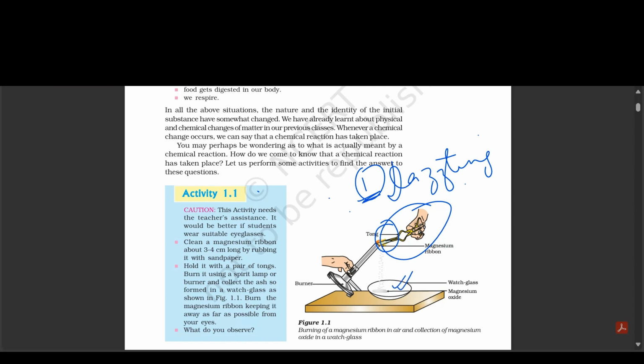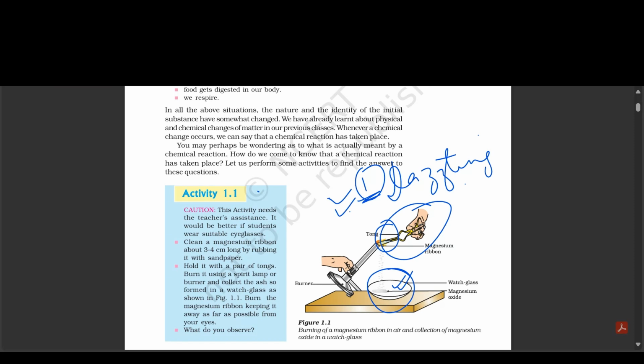white residue. Fine. So in this chapter, we will be dealing with some of the reactions, and then we'll be writing the equations involved along with the observations for each and every reaction. Fine. So in this case, when you burn it, you observe a dazzling white flame. Along with that, you get a white residue. Fine. So what is the chemical reaction that is taking place?